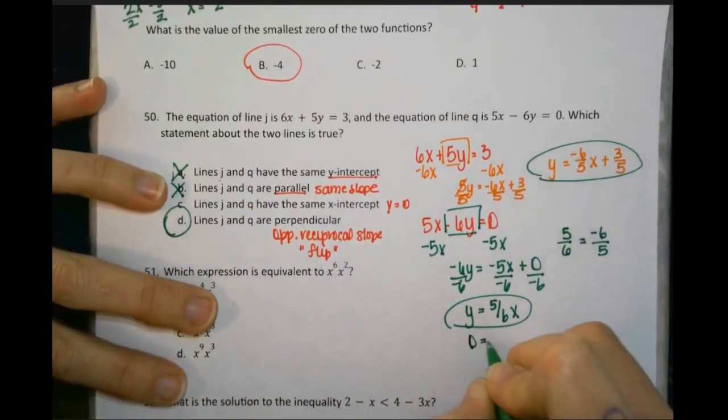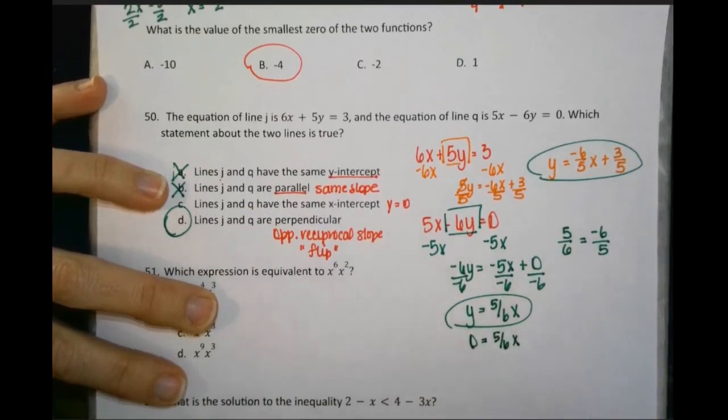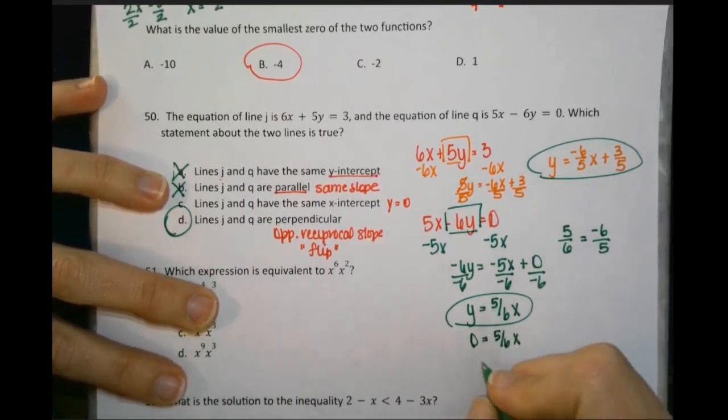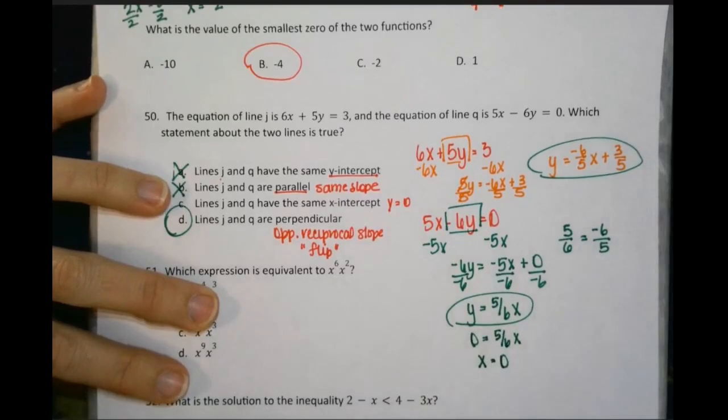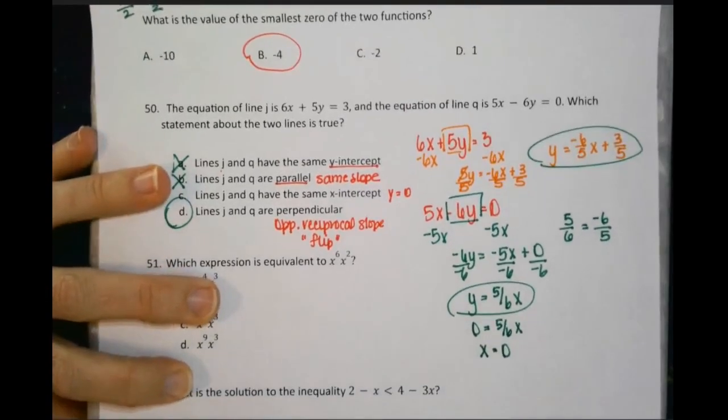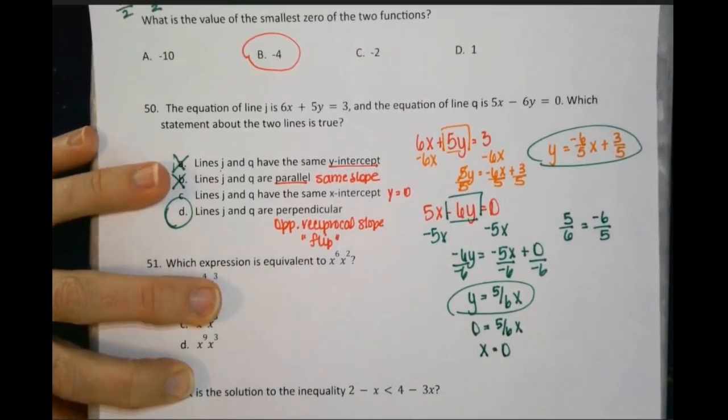X-intercepts: if I plug in a 0 for y and solve, that would be your x-intercept. So 0 equals 5 over 6x. Multiply 0 times 6, 0. Our x-intercept is also going to be 0 as well, because 6 times 0 is 0. And then divide that by 5, still 0.